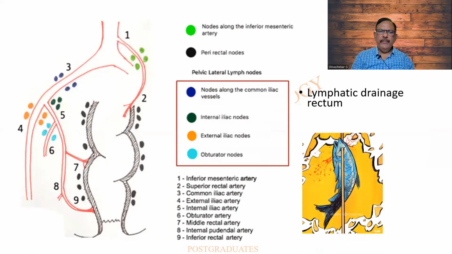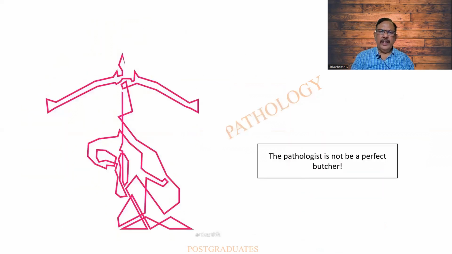You need not be as perfect as Arjuna in a case of anatomy. The pathologist is not always a perfect butcher.